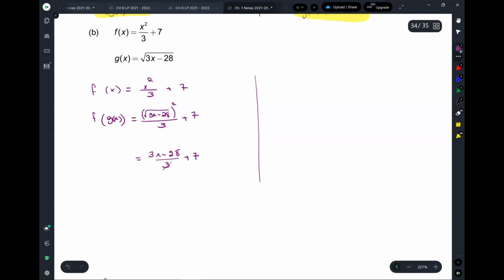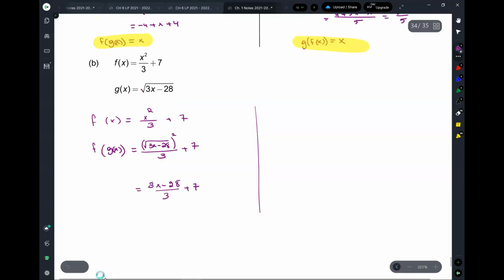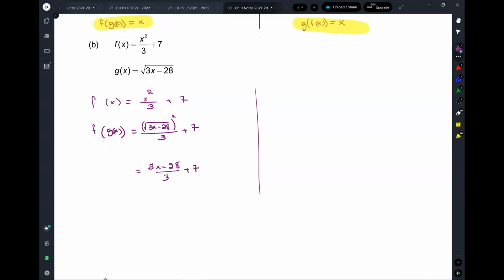You can't cancel this and this because it's 3x minus something else. You can't, because 28 doesn't divide by 3. That's true. So it looks like this one just doesn't work. No, if you don't get x.